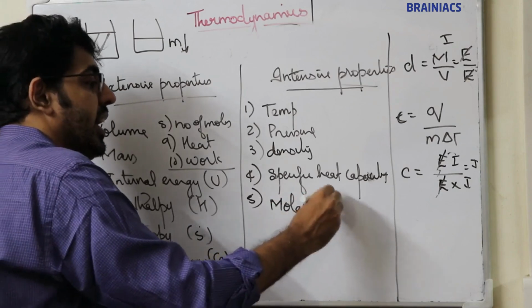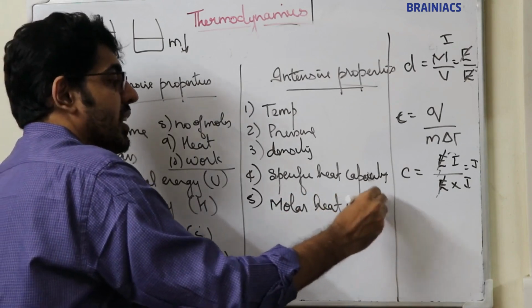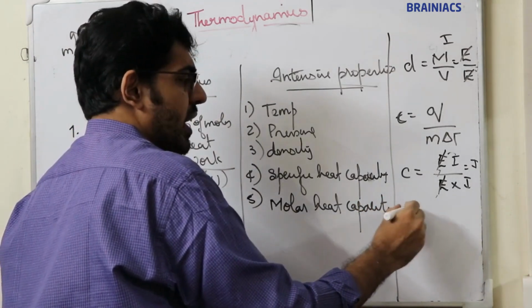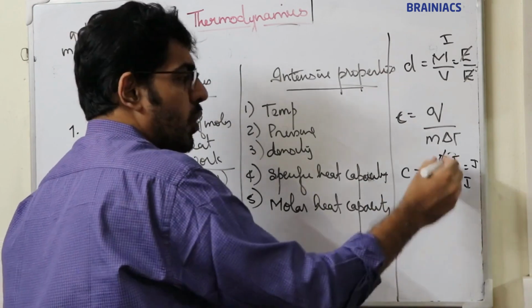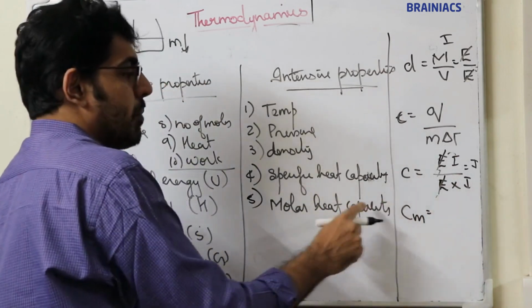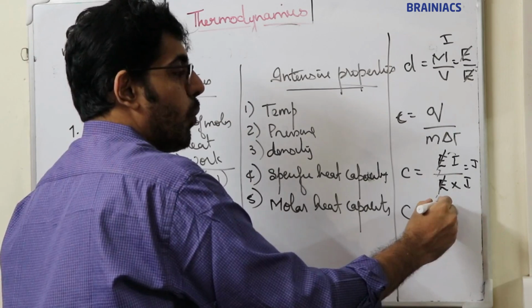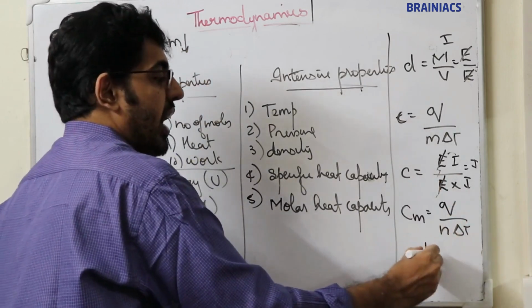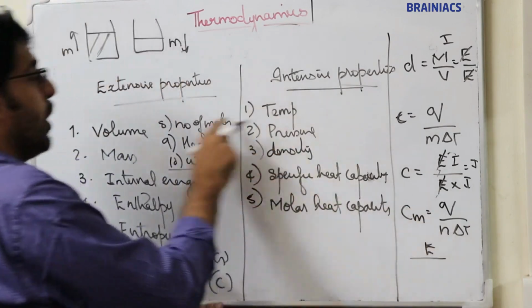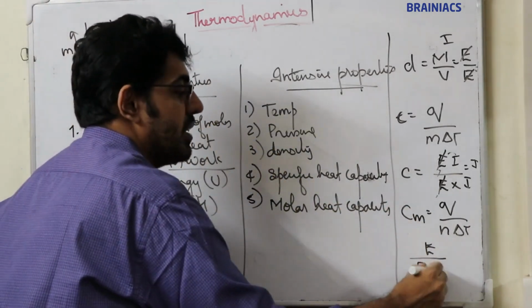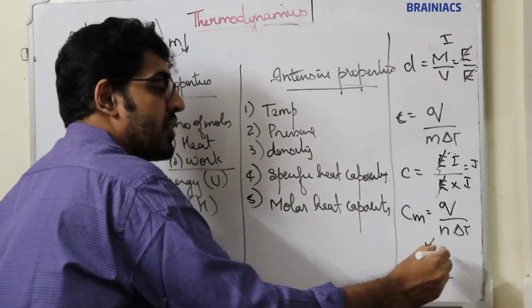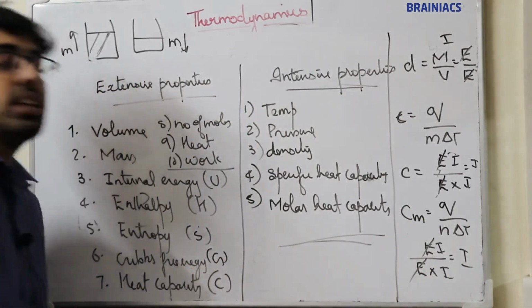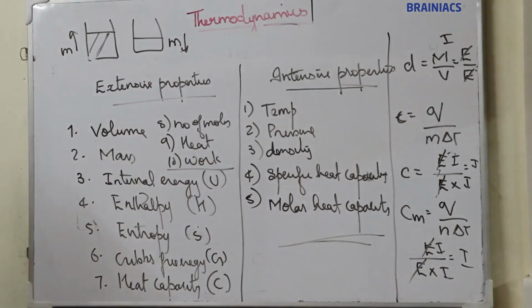Molar heat capacity, Cm. Cm is equal to Q by n into delta T. Q is extensive, number of moles is extensive, temperature is intensive. Extensive by extensive, intensive. Intensive by intensive, you will get intensive. So these are the examples for extensive and intensive property.